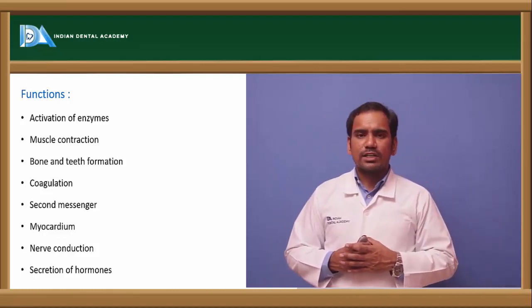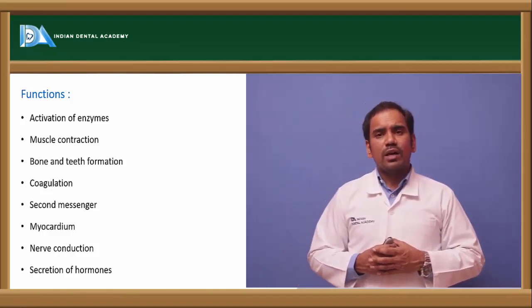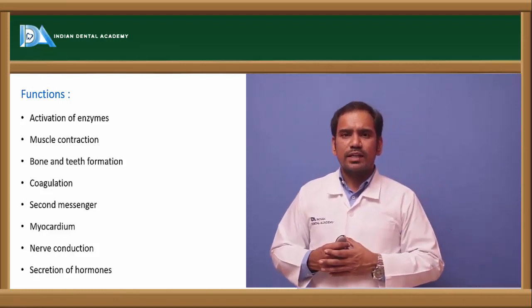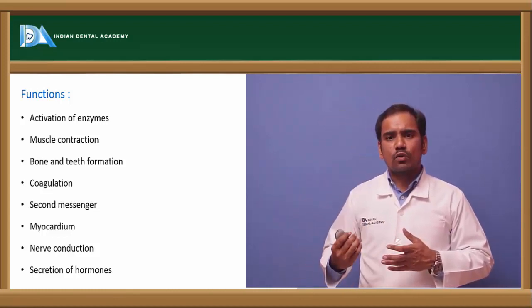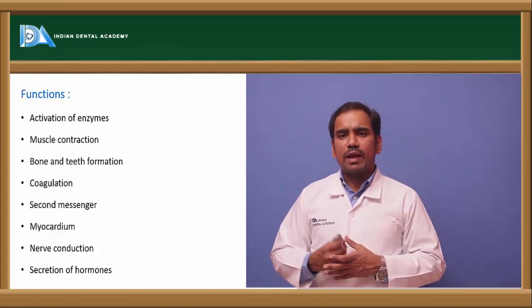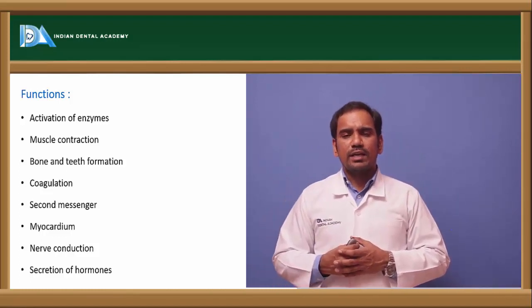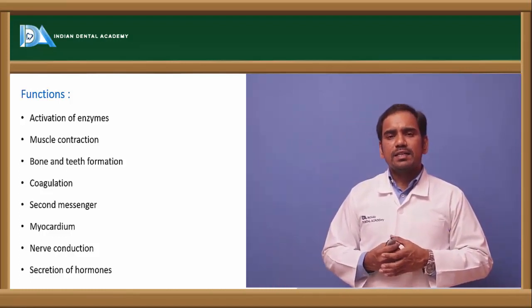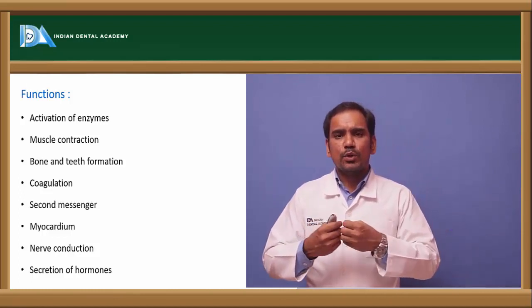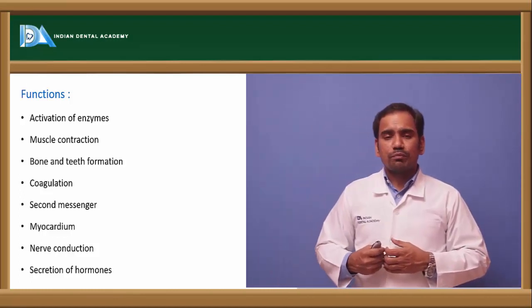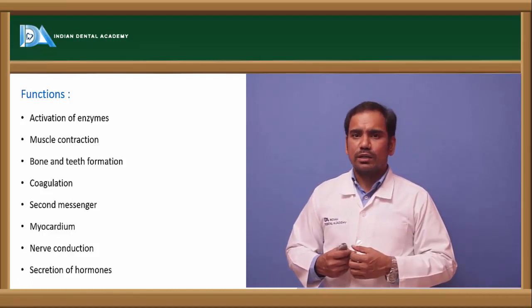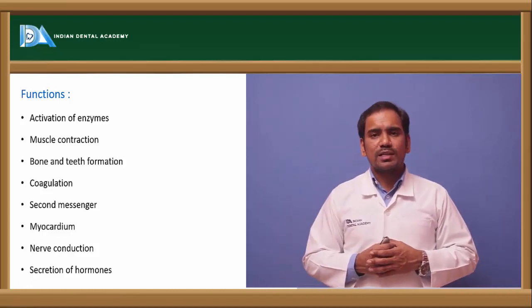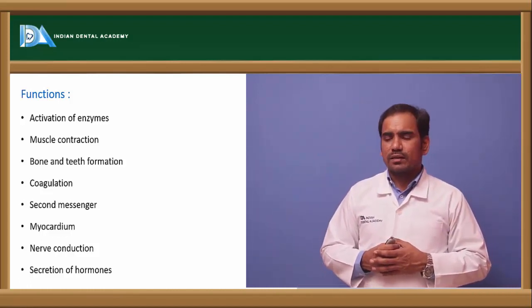Coming to muscle contraction. Whenever a neuron signal reaches the muscle, calcium is released from the sarcoplasmic reticulum, and that calcium activates a protein, ATPase. Then that ATPase increases the attraction between the actin and myosin, that leads to excitation contraction coupling. That's how it helps in muscle contraction.